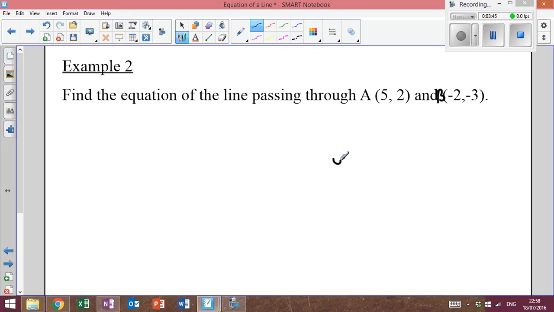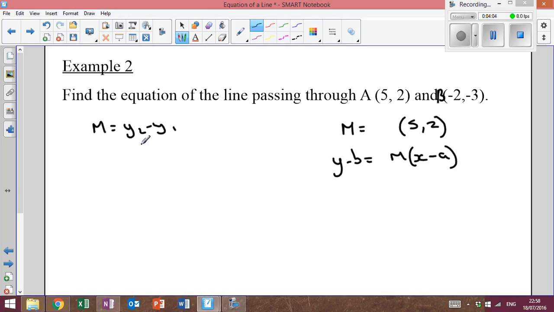We know we're going to be using y minus b is equal to m bracket x minus a. To use that, we need the gradient, and we need any point. We already have a point here. Let's use 5, 2 to avoid negatives. We need to find the gradient. We can do that, that's not a bother.